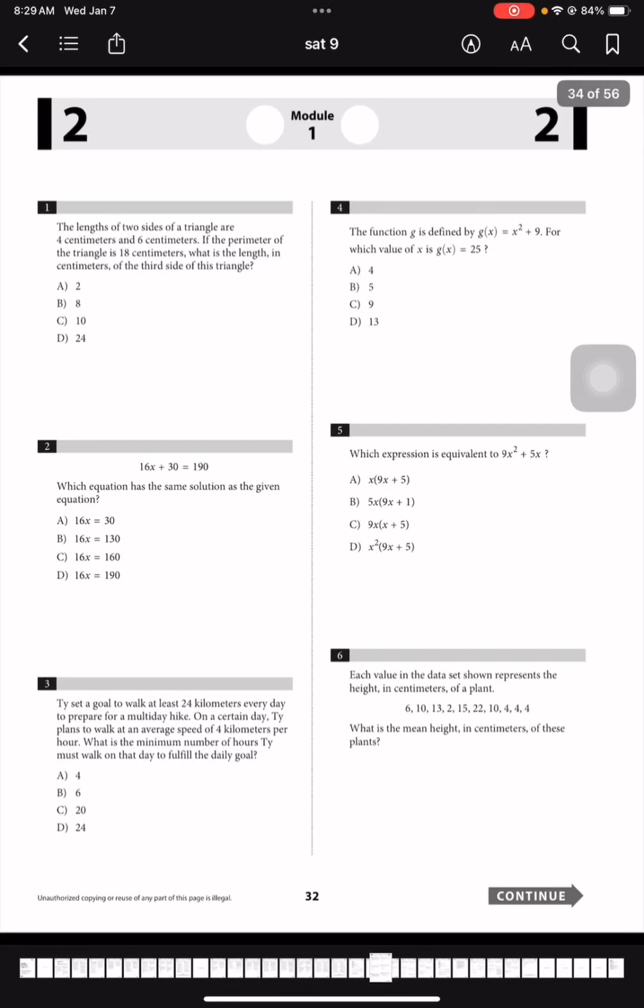This is Module 1 of the SAT practice exam 9 on the official College Board site.